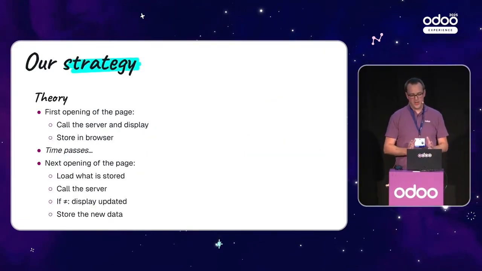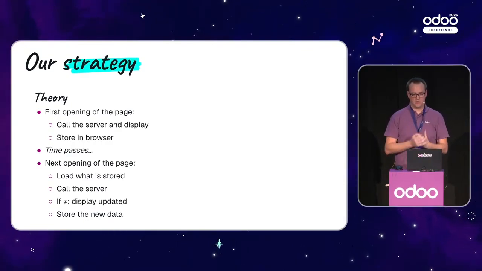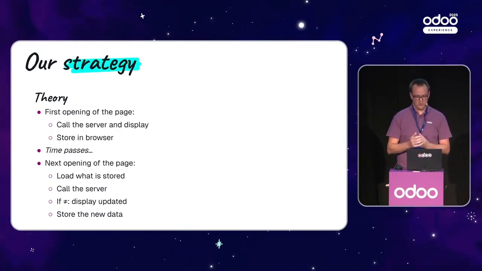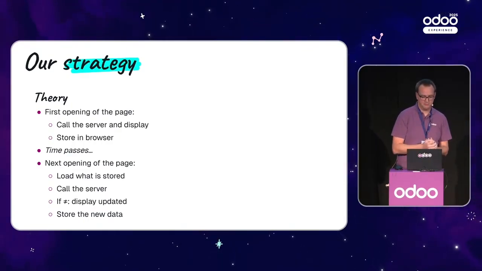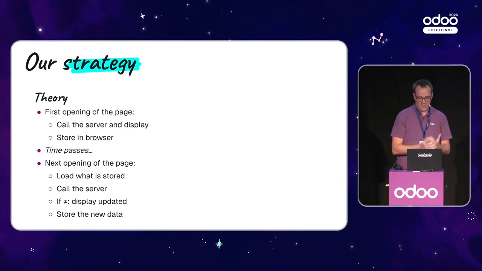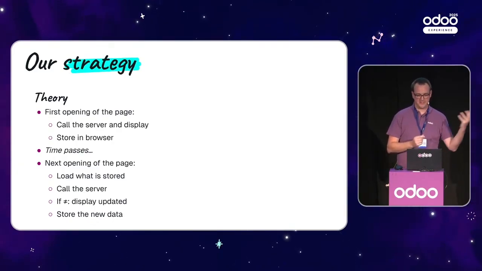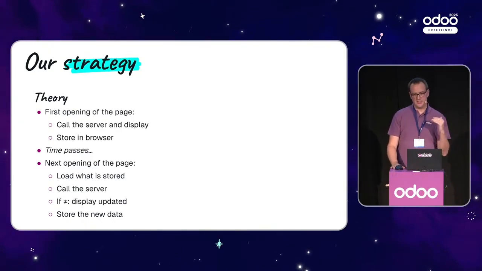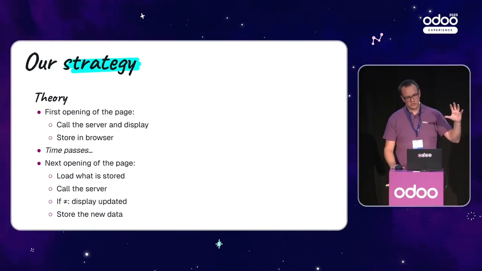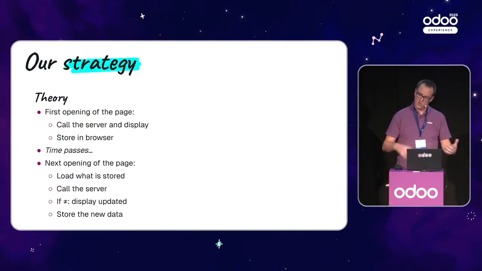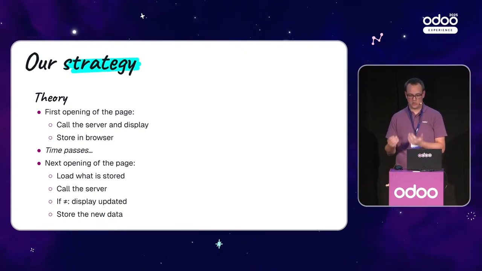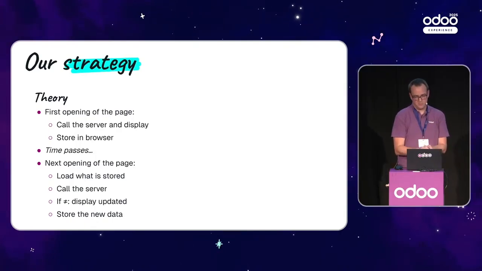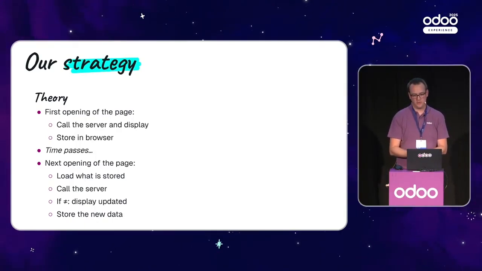And then we have to define a strategy. In theory, when we browse Odoo, basically we will first open a view. And in our case, we will call the server to get the data and display them on the screen. Our strategy is to get this data and to store them in the browser. And then later, as time passes, we can come back to this page, and then we will reload this page, but we will rely on what is stored in the browser.